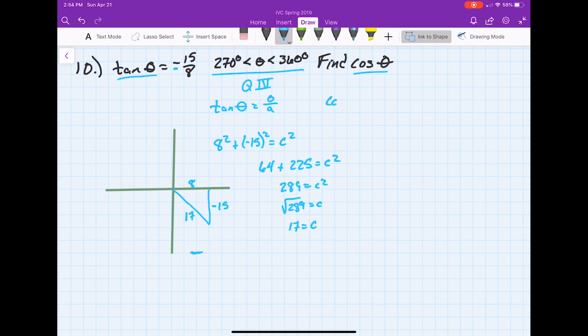Now, cosine of theta is defined by x over the hypotenuse, or x over radius in this case. So we just have 8 over 17. It's pretty easy. Cosine of theta is equal to 8 over 17. And that is number 10.